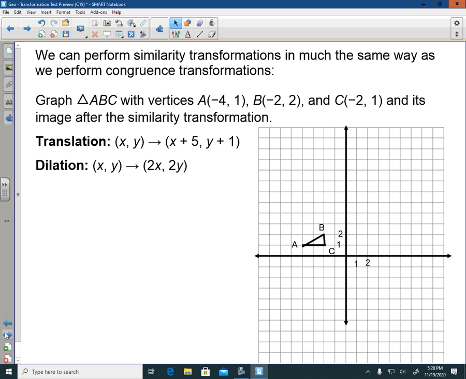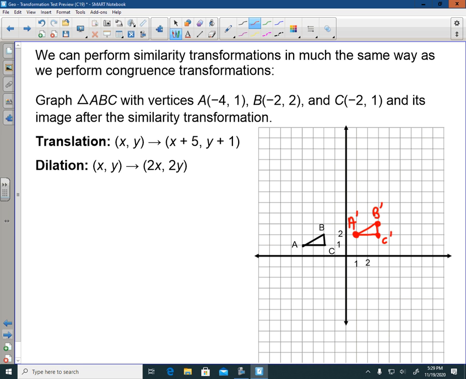So we have this triangle, we're going to translate it, and then we're going to dilate it. So here we go. The translation says for us to move it 5 units to the right and 1 unit up. So let's do that. A goes 5 units to the right and 1 unit up, and we have A prime. And B goes 5 to the right and 1 unit up for B prime. And C goes 5 to the right and 1 unit up for C prime. And there is our translation.